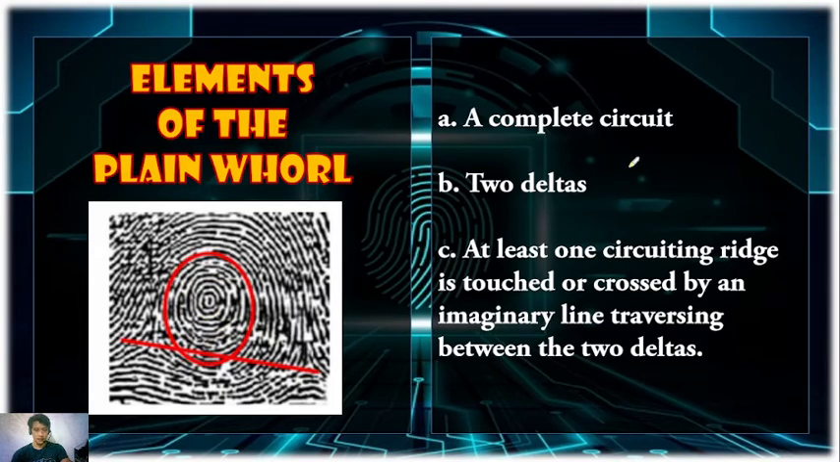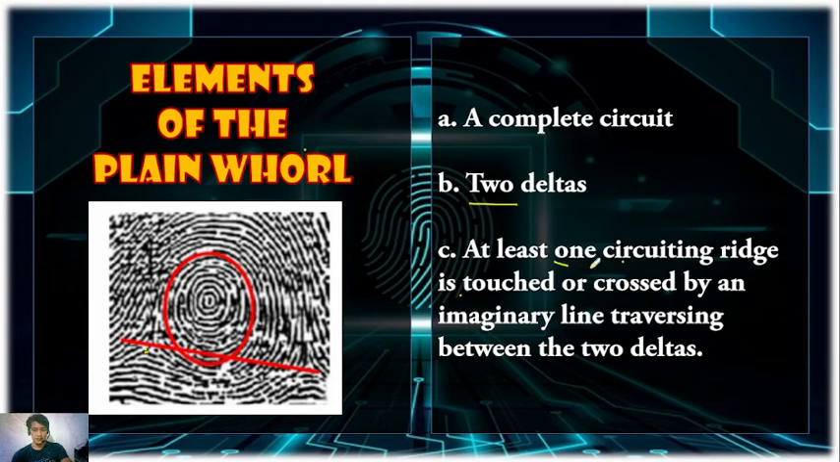Second one, it says here it should have two deltas, nabanggit natin kanina. So it has a right delta, a left delta. And letter C, it says here that at least one circuiting ridge is touched or crossed by an imaginary line traversing between the two deltas.